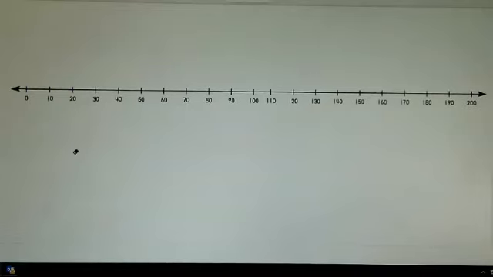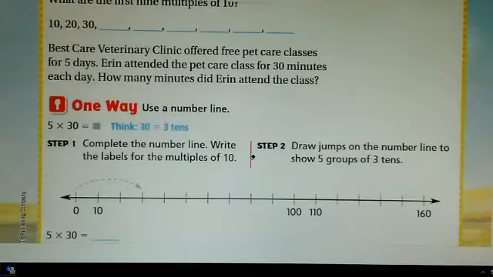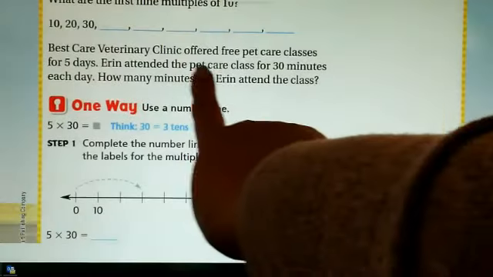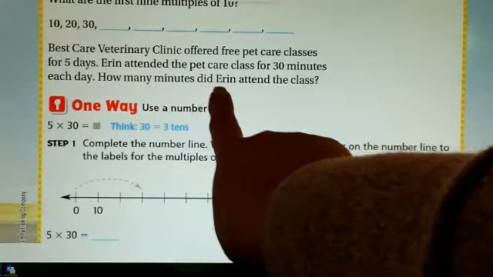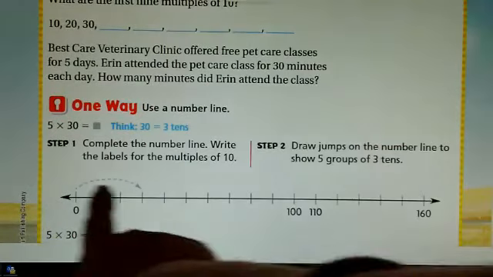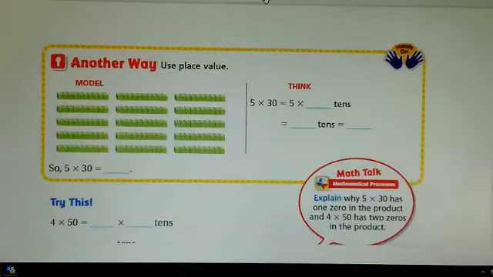Whenever you've been given a problem, let me show you the one you're going to be working on today. Here's the problem that they're going to have you answer today on your first page. It says Best Care Veterinary Clinic offered free pet care classes for 5 days. Aaron attended the pet care class for 30 minutes each day. How many minutes did Aaron attend the class? And then they're going to want you to use a number line. So let me show you what I'm talking about.